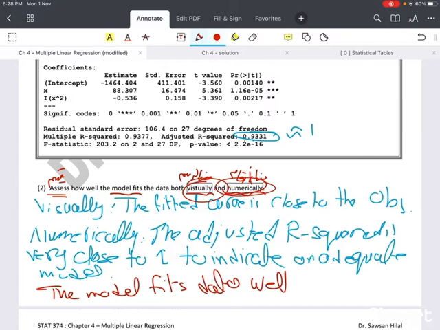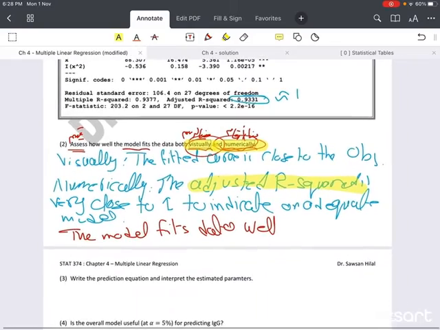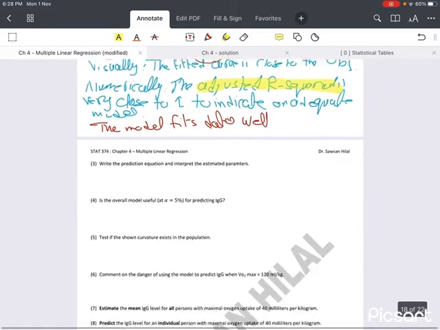Okay, فإذا if they need the numerical from me, I will check the adjusted R square. If they need the visual, I will go for the curve. I will check whether the observations are near the curve or not. Okay, so this will be the answer for 2.